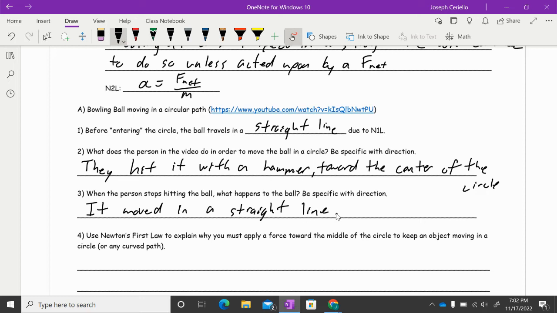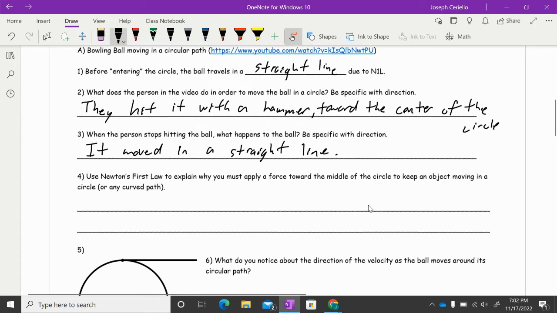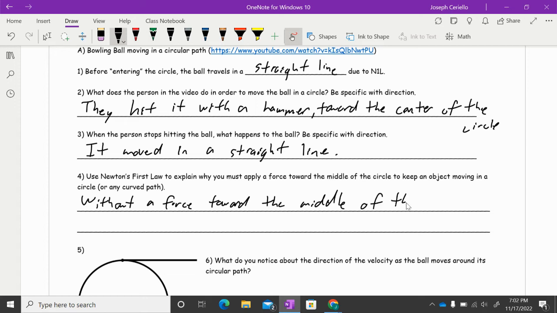So go watch the video again. This is a very important concept. Use Newton's first law to explain why you must apply a force toward the middle of the circle to keep an object moving in a circular or any curved path. Without a force toward the middle of the circle, objects move in straight lines.